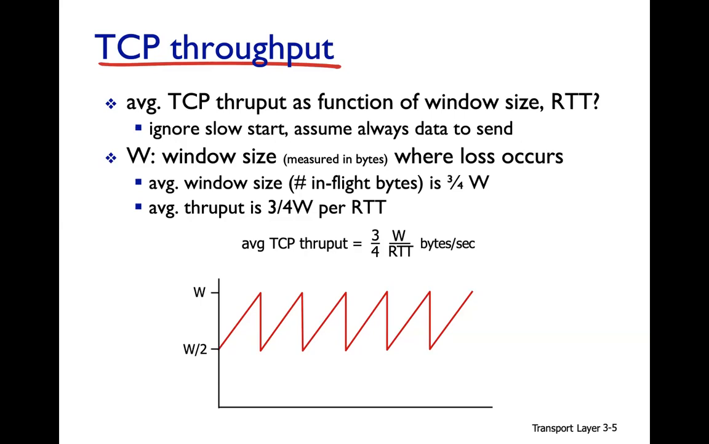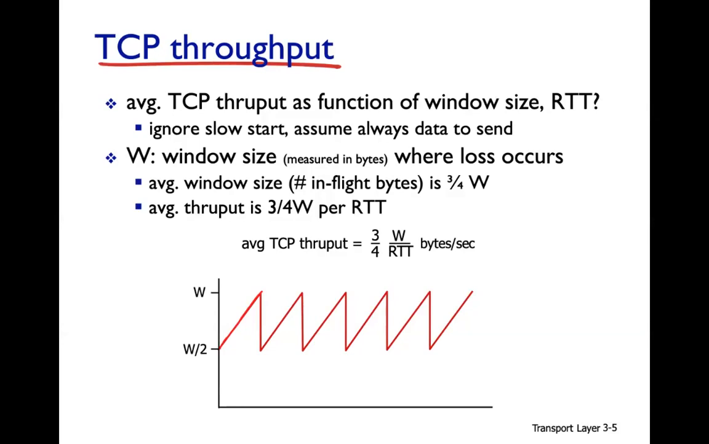We ignore the slow start. We assume we always have data to send. And then the window size is measured in bytes, and this is where the loss occurs. So this one is the average window size. We don't consider slow start, which means we use Reno, and we always have some space to send out the data. So we use Reno.